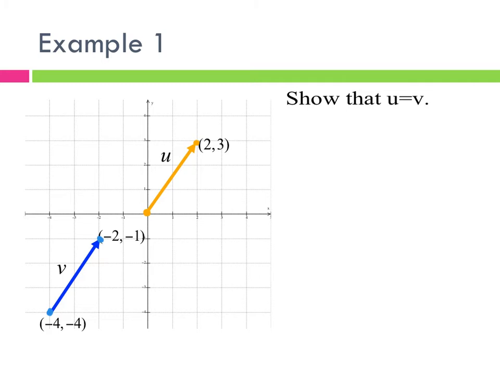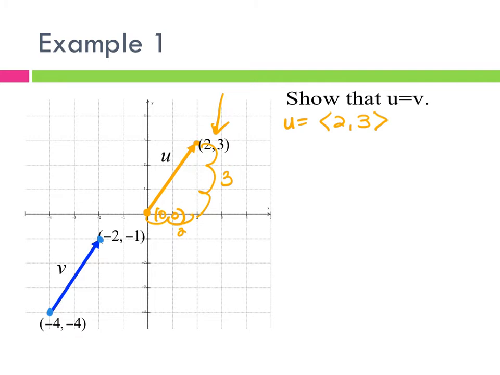So if I wanted to find the component form of U, my initial point's actually 0, 0. This one should be easy to count and or just look at my terminal point. The change in x is 2. The change in y is 3. So this is 2, 3, which also happens to match my coordinate point. If it starts at 0, 0, it will always end at the coordinate point.